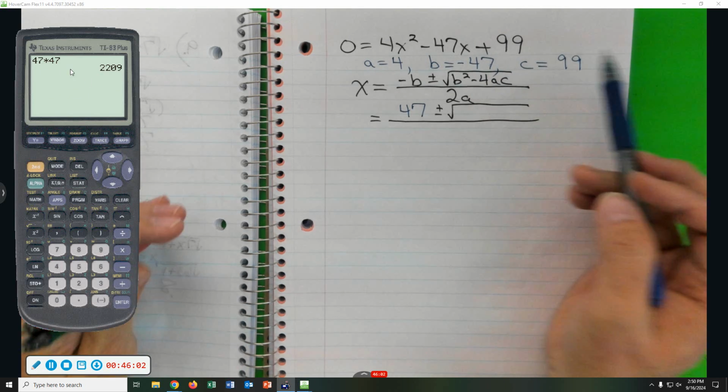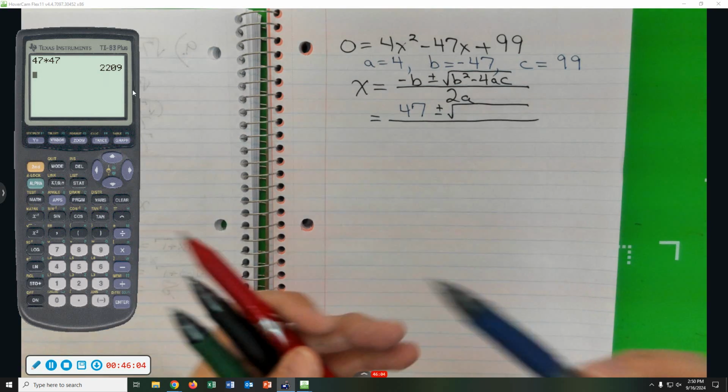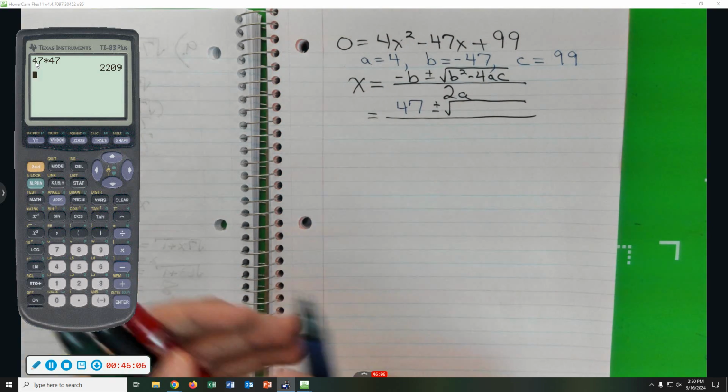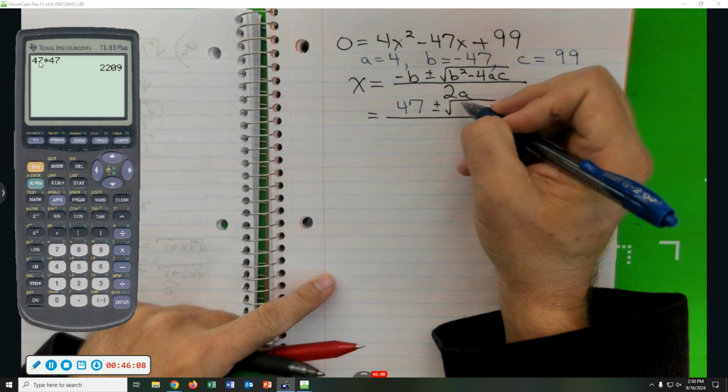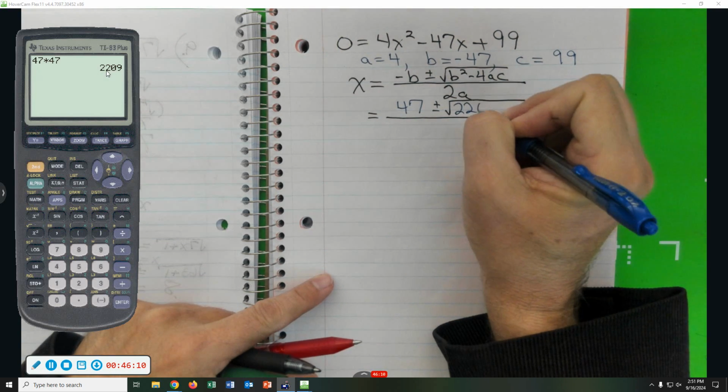Punching that into your calculator. What is that, 2209? Uh-huh. You'll notice I didn't punch in the negative, but I know negative times negative is going to be positive.